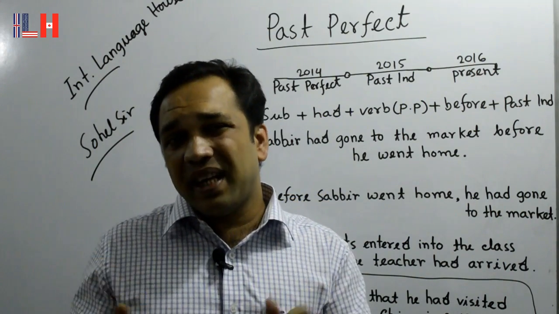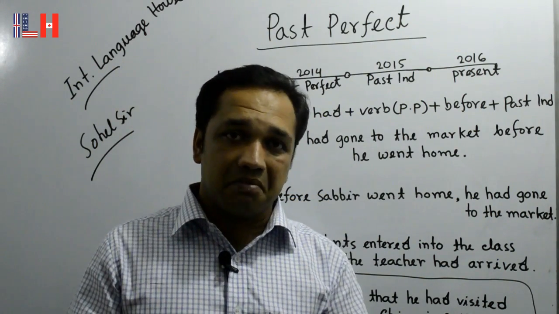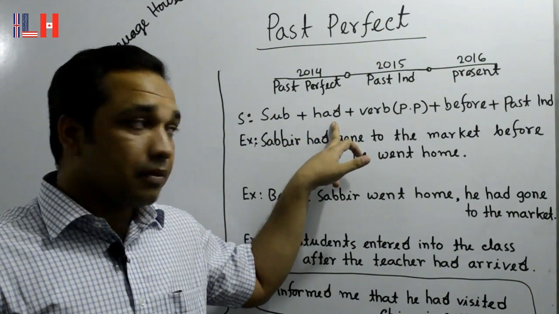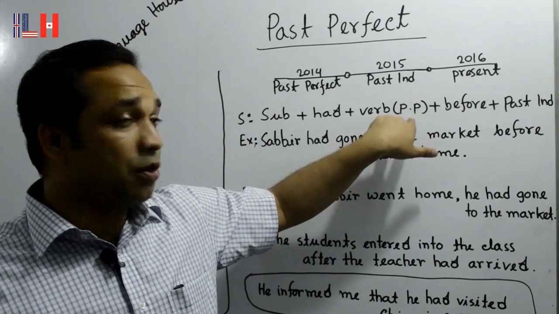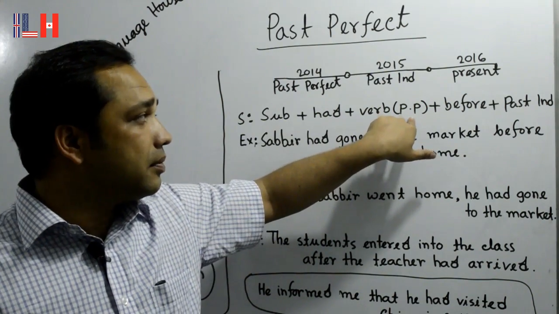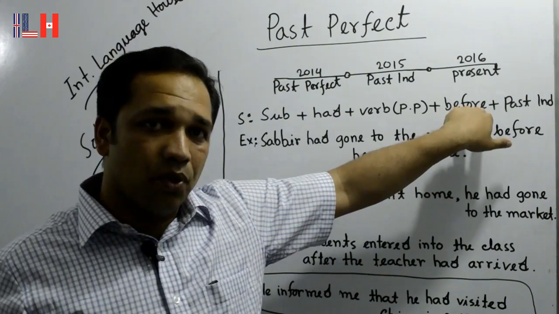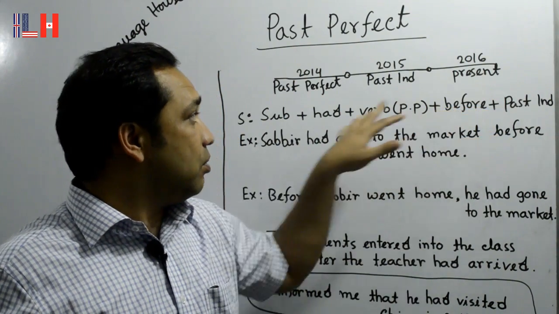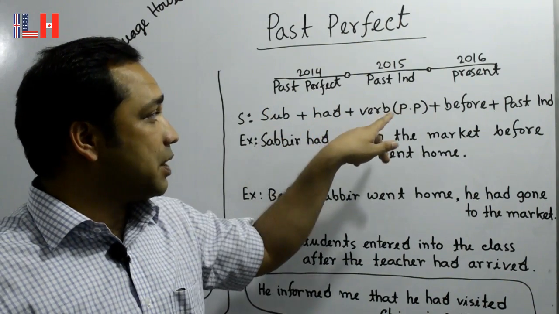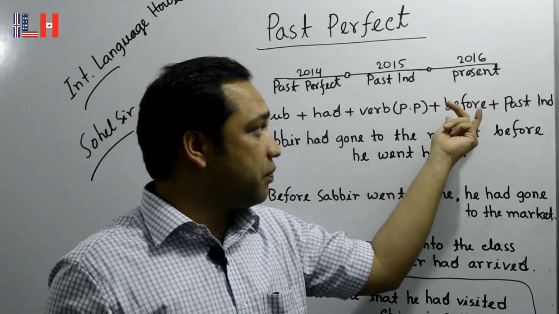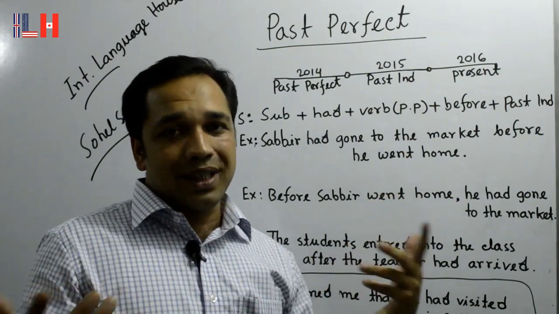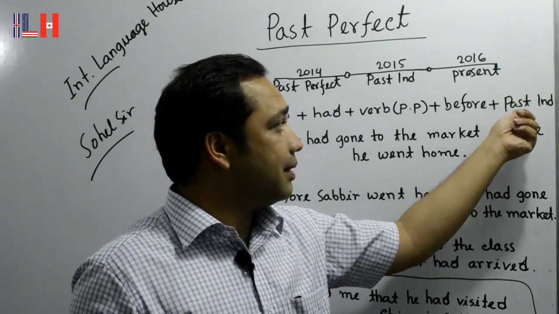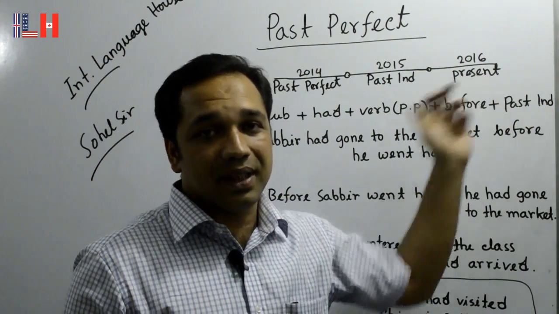And the structure is very simple with past perfect. You just need a subject, you need had, and you need a verb, and it should be PP, past participle, and then we use before. When we use past perfect tense, we need before, and sometimes we also need after, but I'm not discussing that now. And after before, then you write past indefinite.